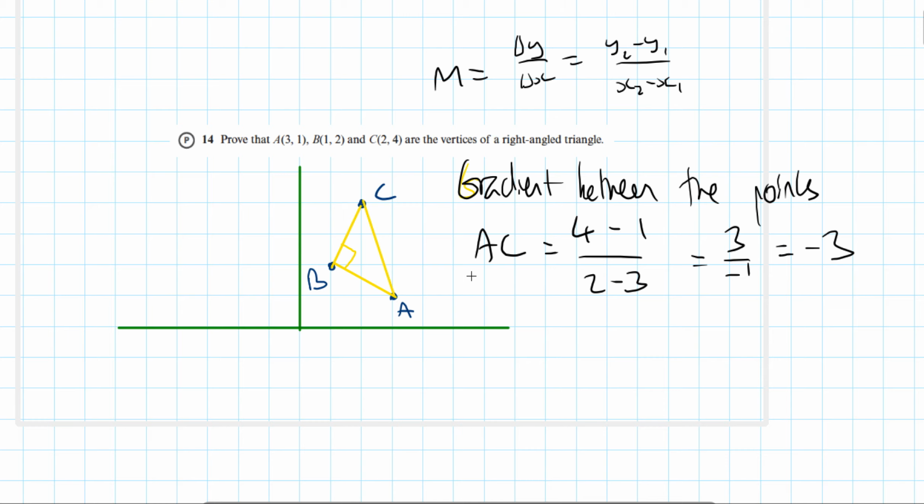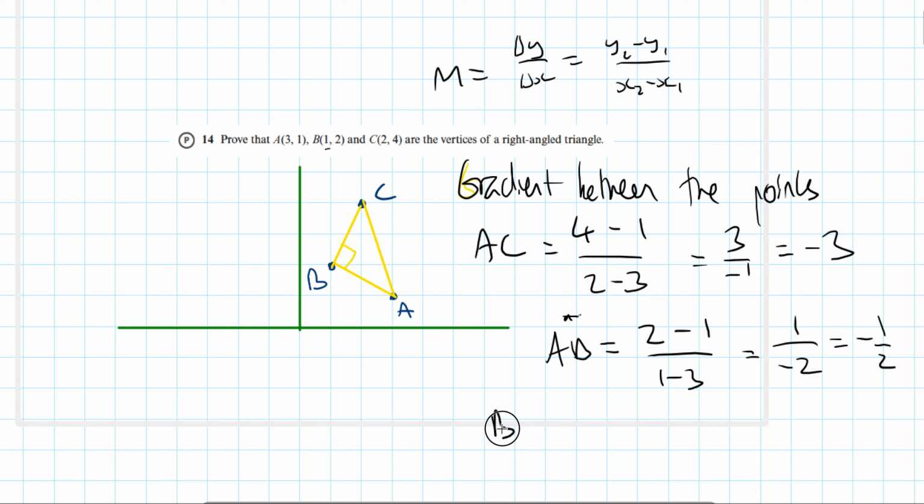And then we can check AB. Again we'll take B as the second point, so it's going to be 2 minus 1 in y and 1 minus 3 in x. So this becomes 1 over minus 2, so it's minus a half. And the last one we have is BC. Again we'll take C as the 2 and B as the 1, so it's going to be 4 minus 2 in y and 2 minus 1 in x. So 4 minus 2 divided by 2 minus 1 is 2 over 1, which is equal to 2.